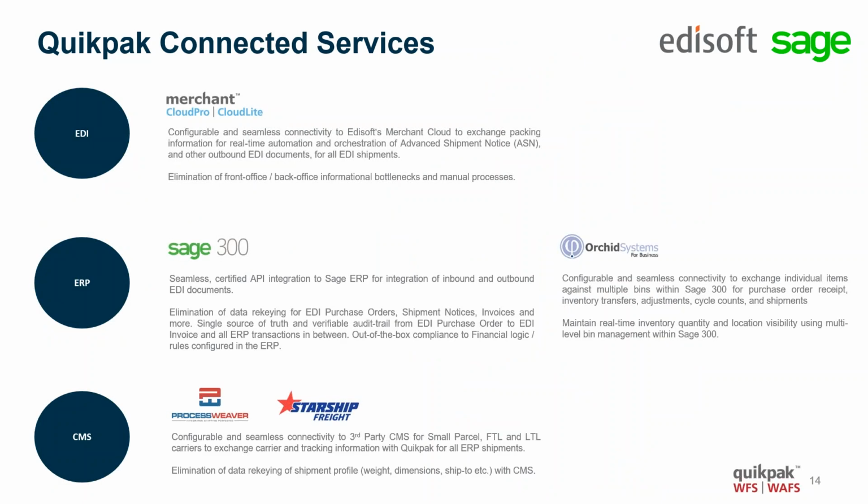Here's an example of some of those connected services and how they function. So if anyone on the line right now is doing EDI or does business using EDI, you'd be familiar with a document known as the ASN. That's the 856 document, Advanced Ship Notice. Well, the reason we have that as a Quikpak connected service, and that is our product Merchant, that's our EDI or order management platform.